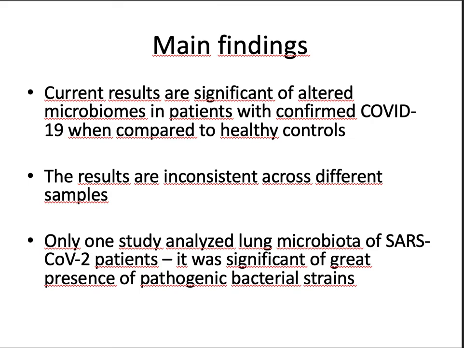Current results are significant of altered microbiomes in patients with confirmed COVID-19 when compared to healthy controls. Those results are inconsistent across different samples. Most common findings include reduced bacterial diversity, lower relative abundance of beneficial symbionts and higher relative abundance of opportunistic pathogens. Only one study analyzed lung microbiota of patients. It was significant of great presence of pathogenic bacterial strains.